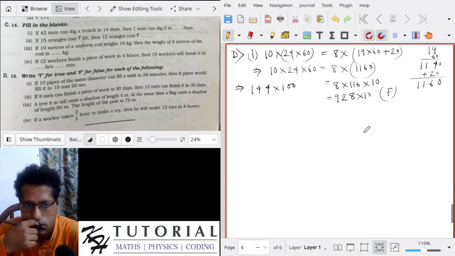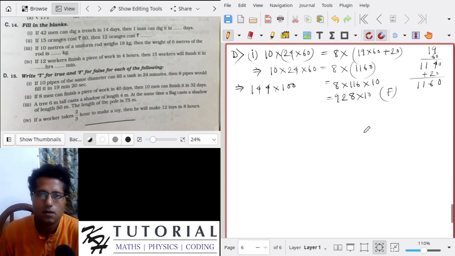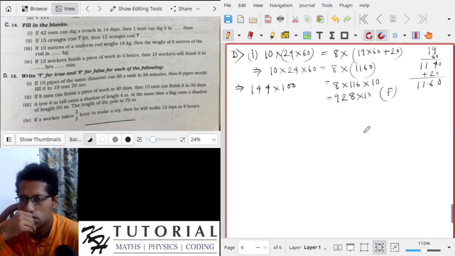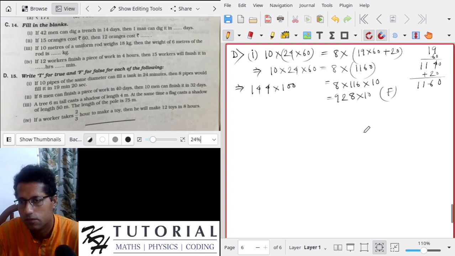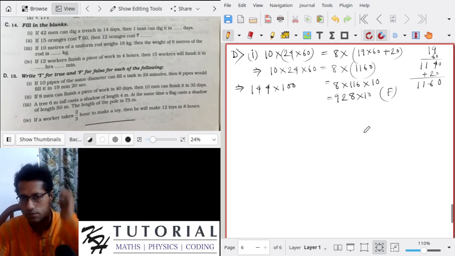10 pipes, 10 into 24 into 60 equals 8 into 19 minutes and 20 seconds. 19 minutes means 19 into 60 seconds. So 19 into 60 is 1140, and 1140 plus 20 is 1160. So 8 into 1160 and 10 into 24 into 60. Yeah, it is fine. So this is false.